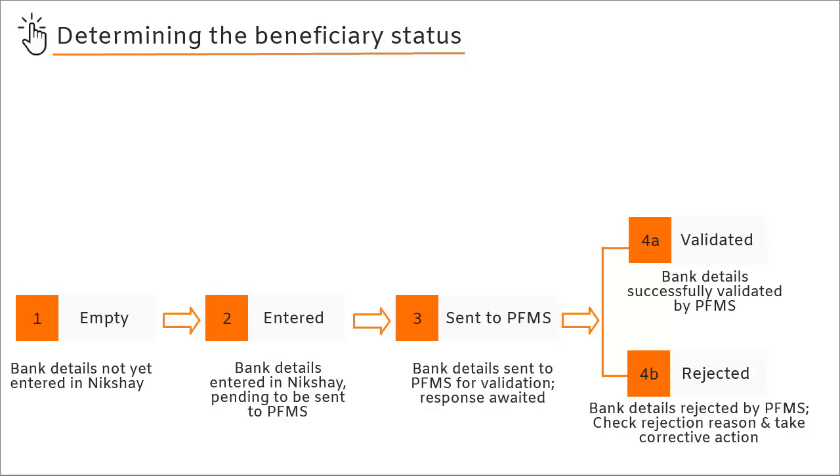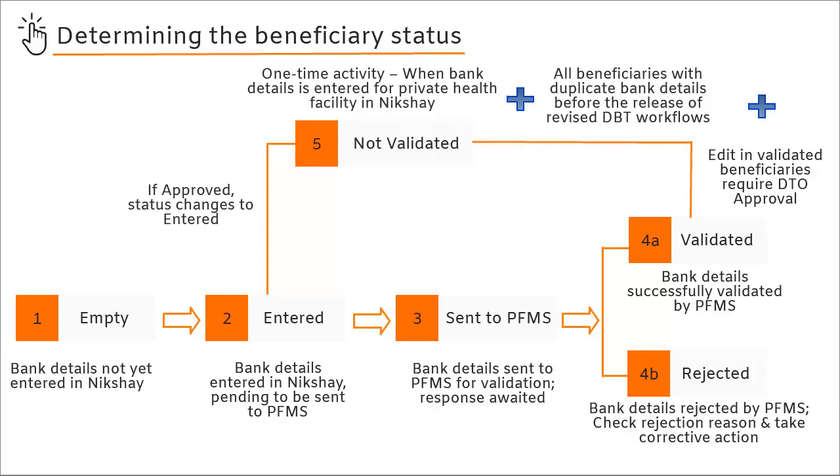There is one more status of the beneficiary called not validated. Let's say you enter a patient's bank account details today. He or she comes to you after a week requesting you to change his account details because he wants to give alternate account details. If you edit the patient's details, his status will be not validated only if the previous beneficiary status is validated, because in this case the District Tuberculosis Office or DTO will have to approve the change with an OTP validation from the registered mobile number of DTO. Only then will it be sent to the PFMS for validation. Once validated, the status changes to entered.